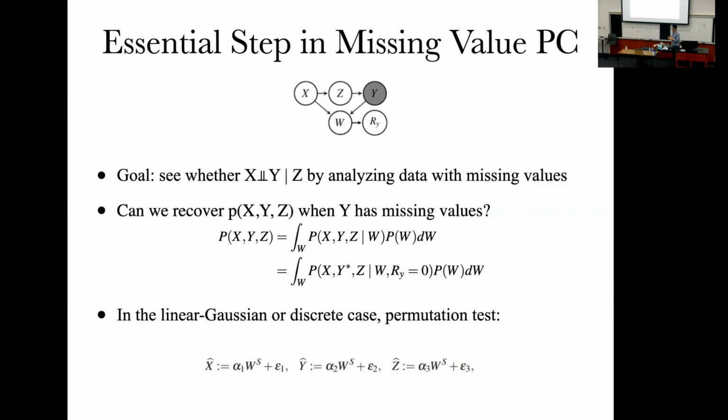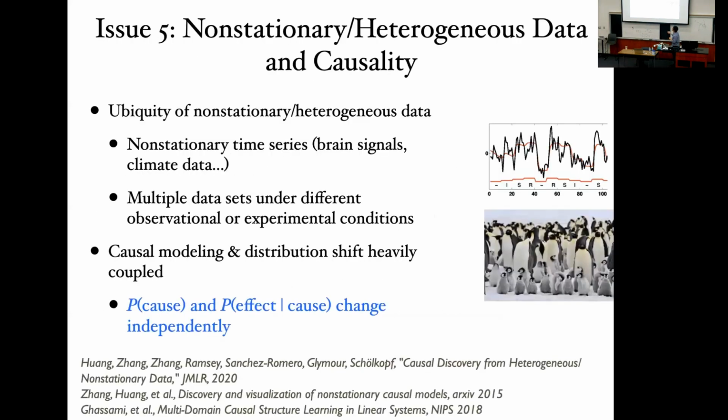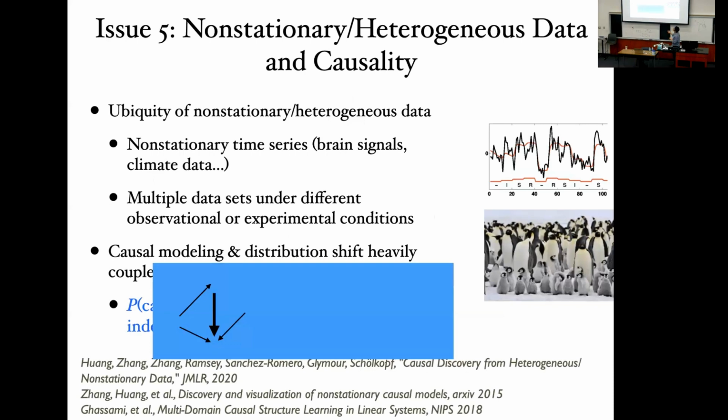And I should stop here. One thing, tomorrow morning, I will start with the problem of causal discovery from non-stationary data. It's very quick. At least you can see how you can leverage multiple distributions. And after that, you can see how we can recover latent variables and their relations. Okay, thank you very much, guys.